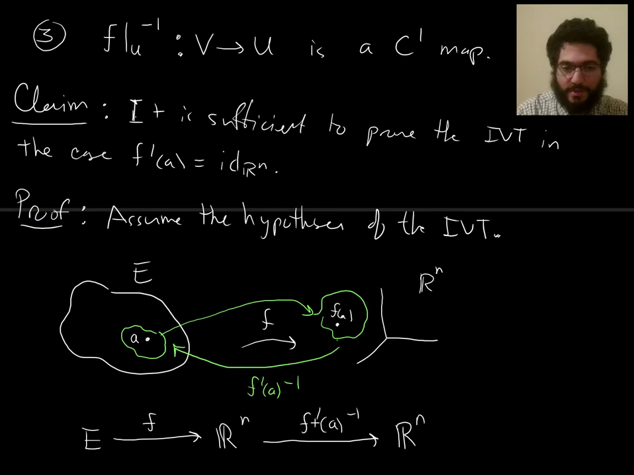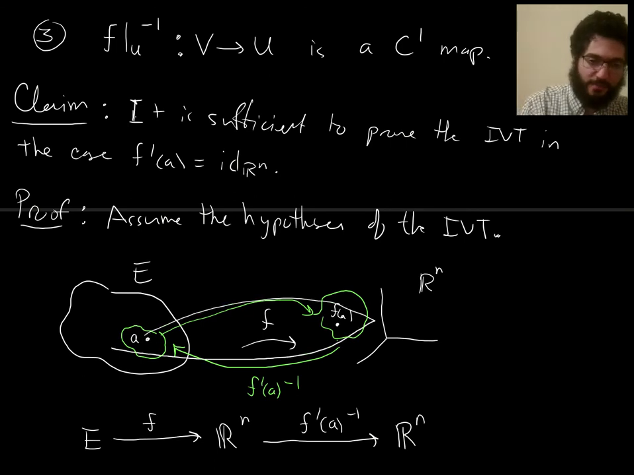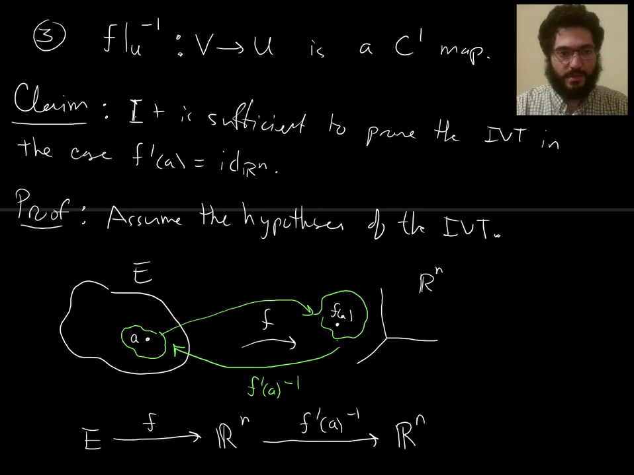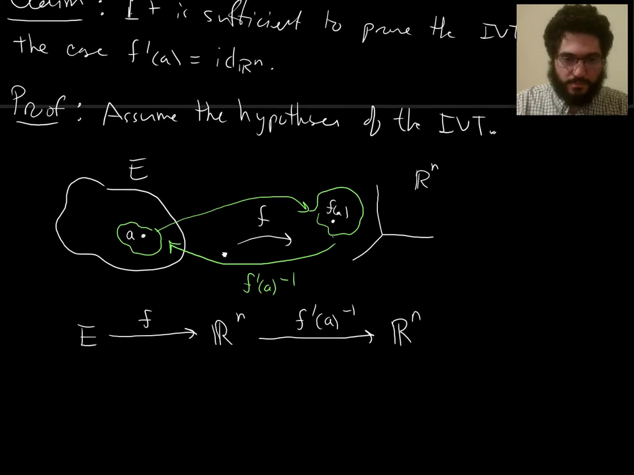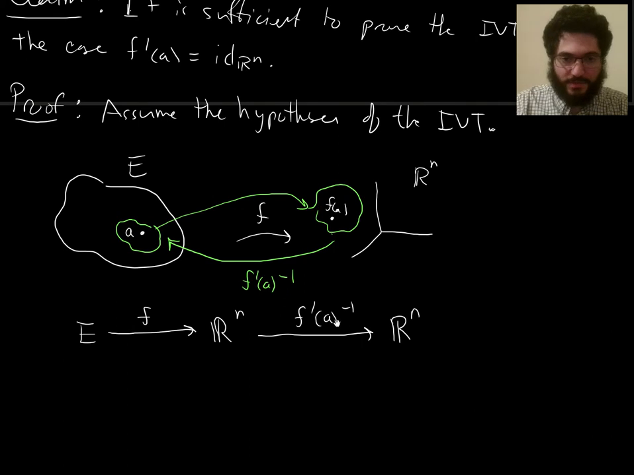Remember, F prime A will be a linear map from Rn to Rn, so its inverse will be a linear map from Rn to Rn. So basically go forward along F and then back along F prime A inverse. So this is an attempt to sort of undo F, but it doesn't work perfectly, right? Because F prime of A is not like F. It's only a linear approximation. But hopefully you're somewhat convinced that it's worth at least thinking about this composition.